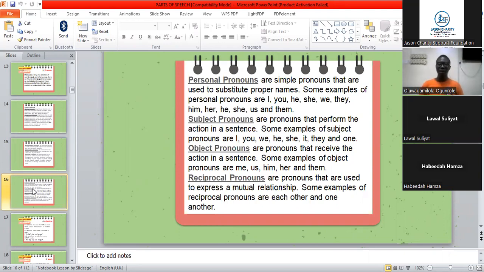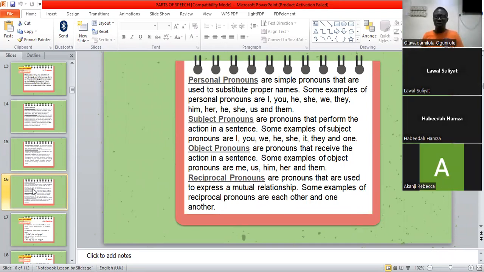You will see that beneath my personal pronouns, I have the subject pronouns and the object pronouns, just as I have explained them. So your subject pronouns are used at the beginning of your sentences, while the object pronouns are used at the end of your sentences. Subjects are the actor of an action in a sentence, while your objects are the receiver of the action done by the subjects in a sentence.